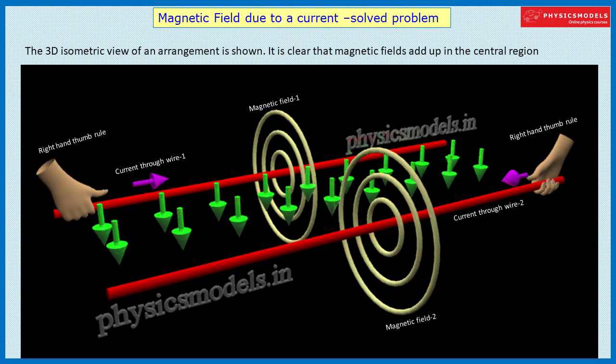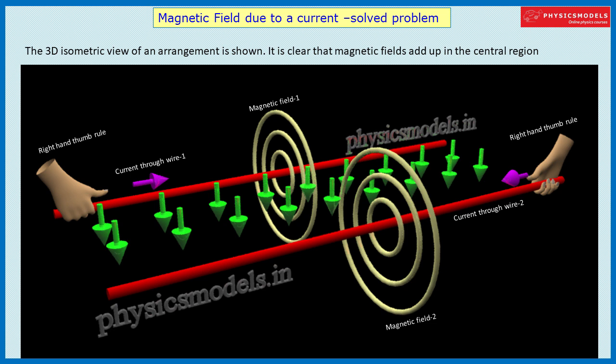Here's a sketch which I've also explained in my previous videos. The two red colored wires have currents flowing in opposite directions. The direction of current is shown by the pink arrows. The right hand thumb rule is inserted there, so you can see that the curled fingers show the direction of the magnetic field in terms of concentric circles.